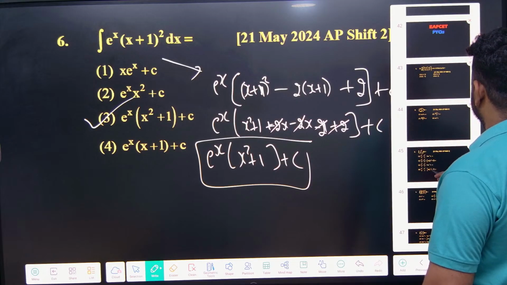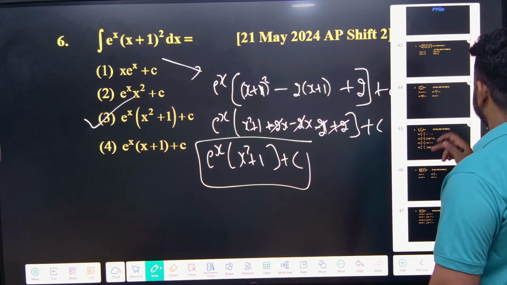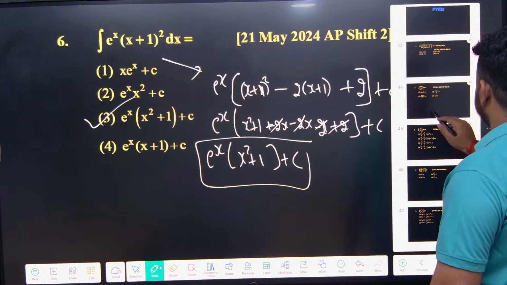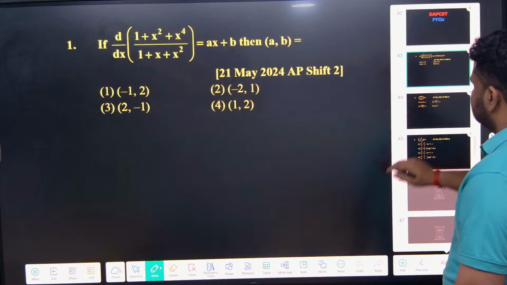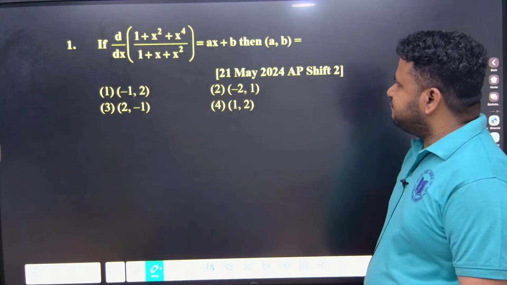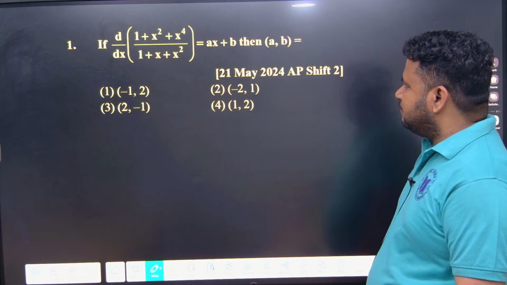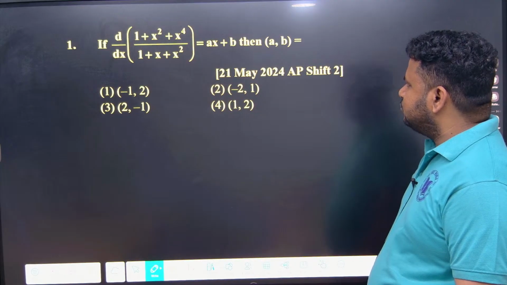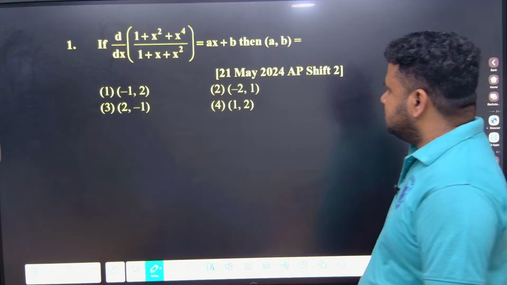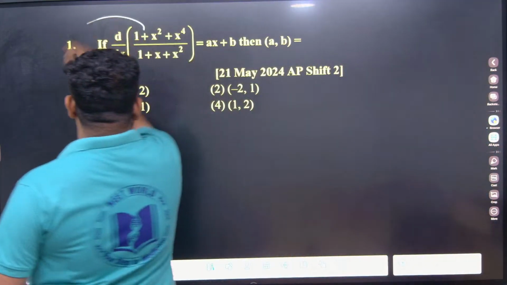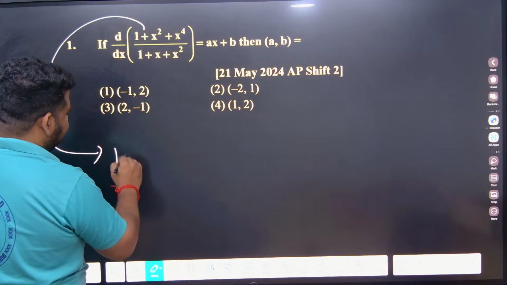Now let us see some more questions. See here, they have given, if d by dx of 1 plus x square plus x power 4 by 1 plus x square is equal to ax plus b, then they are asking a comma b is equal to what. So first thing you must know, this is a very important result.